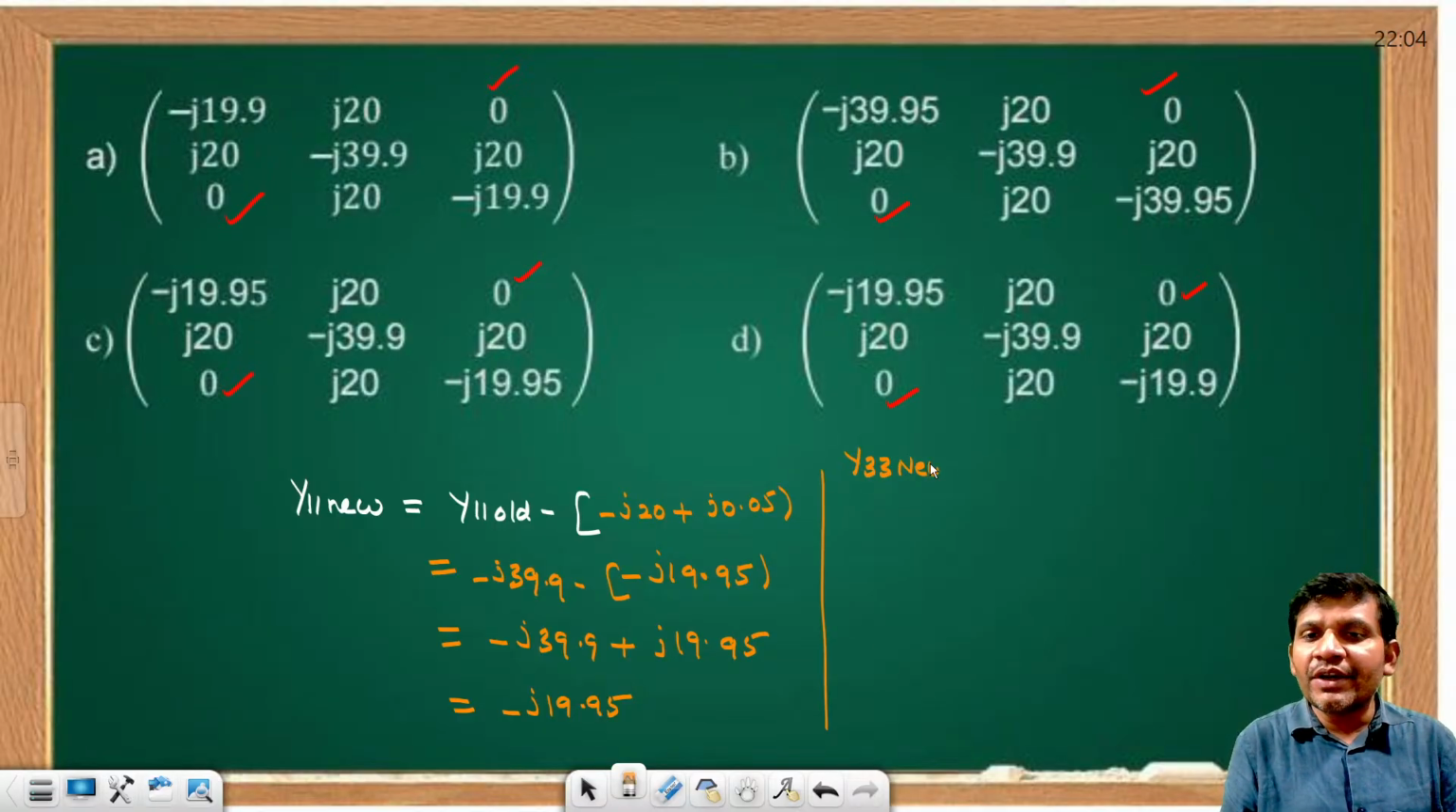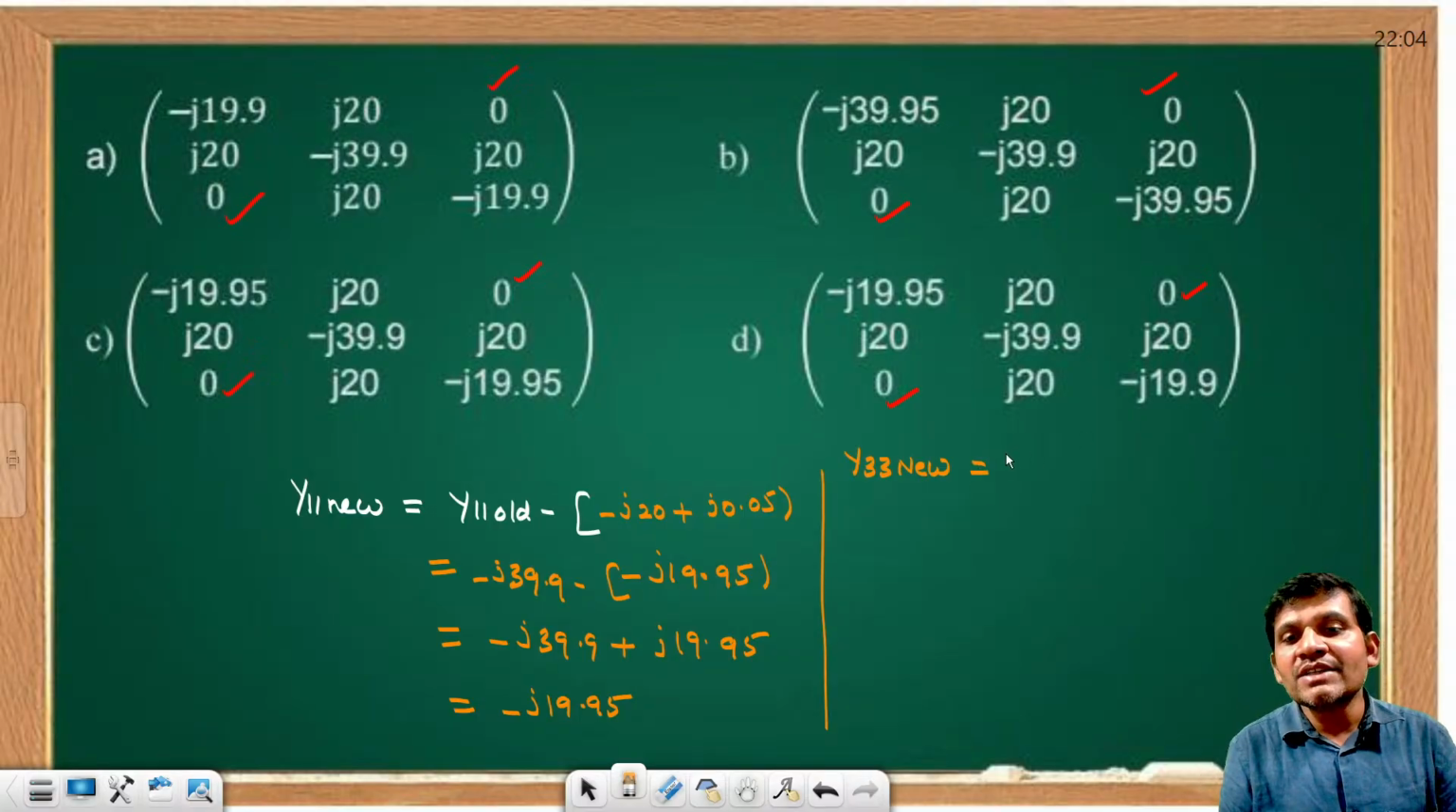If the line is removed between 1 and 3, y13 and y31 become 0, then which elements are affected? y11 and y33 will be affected. What is y33 new? y33 old, then this is removed from that one, minus j20 plus j0.05.